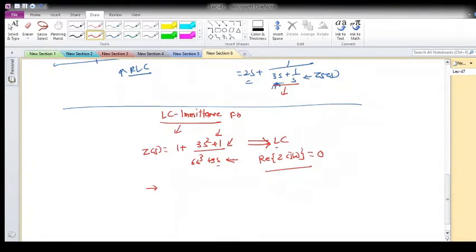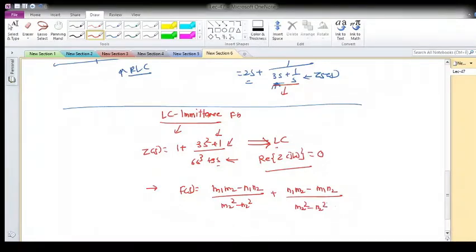That driving point admittance must be odd. It means the real part of Z(jω) will be 0. For that we have seen that your F(s) will be partitioned into two things: (m1 m2 minus n1 n2) divided by (m2 square minus n2 square), plus (n1 m2 minus m1 n2) divided by (m2 square minus n2 square).